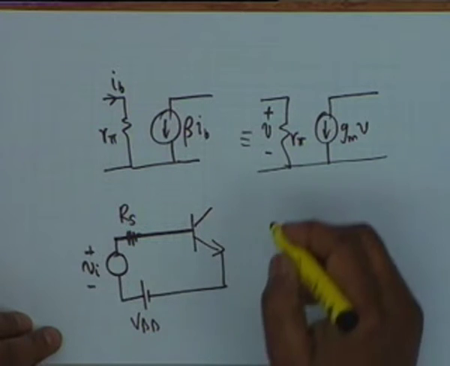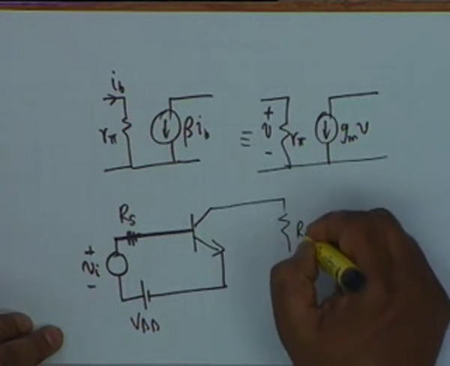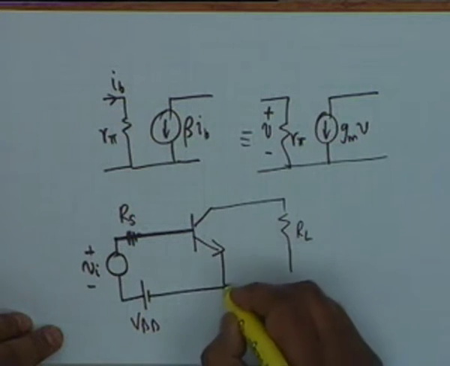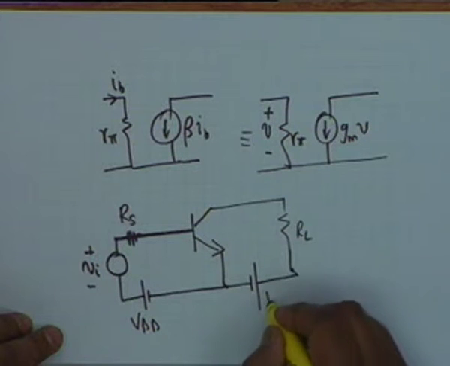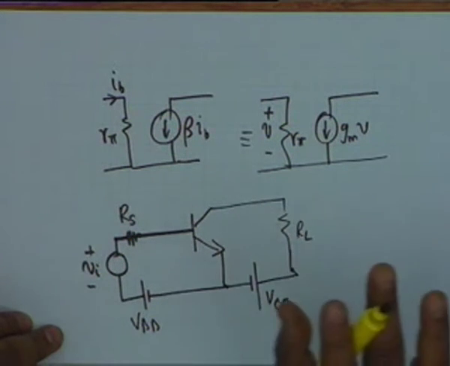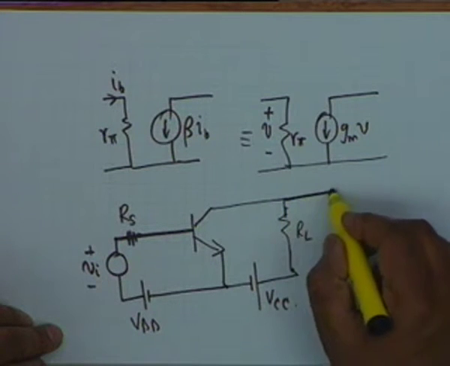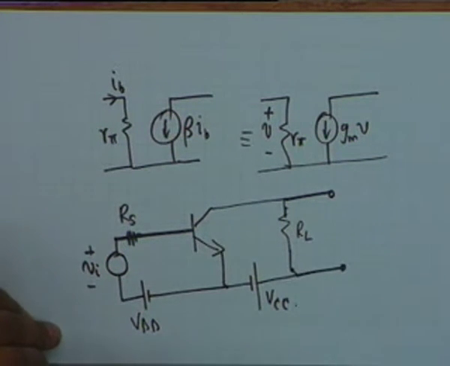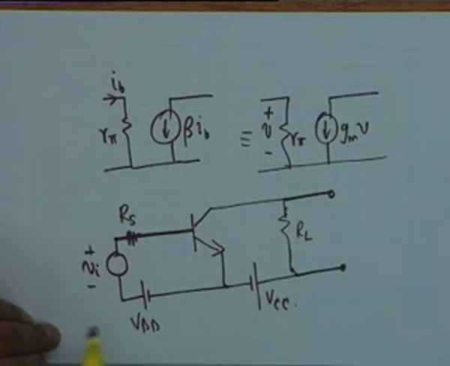There is a PNP transistor, and suppose in the collector circuit we have a load RL and the collector biasing supply, minus plus, and this is VCC. This is our elementary amplifier, and we want to know what is the signal voltage across RL. We wish to know what is the gain of this circuit, what is the amplification of this circuit.